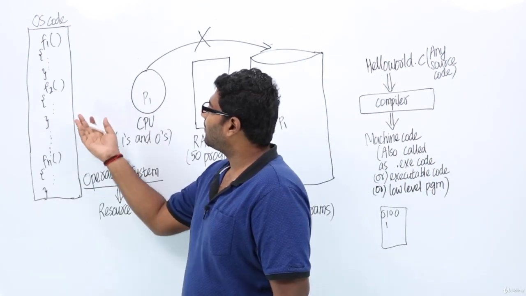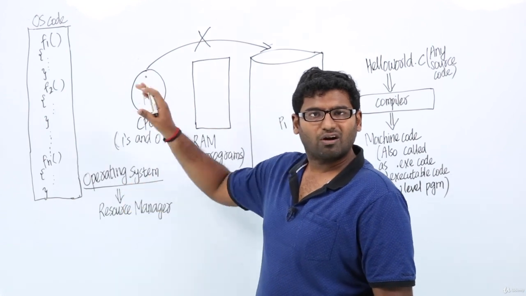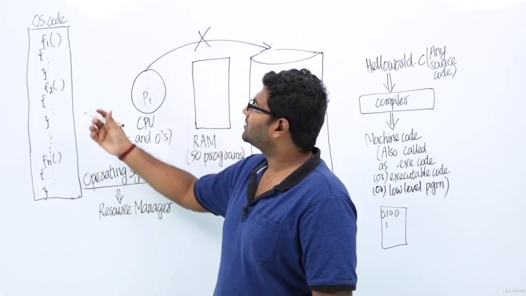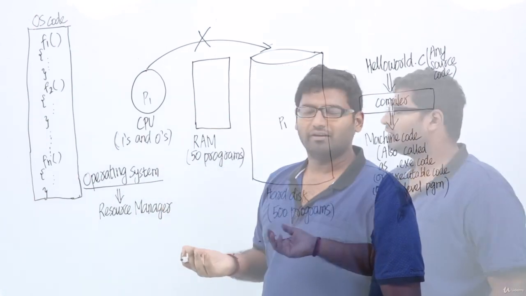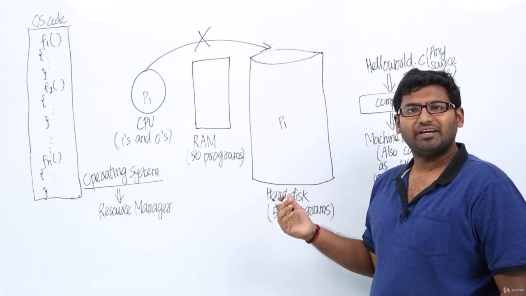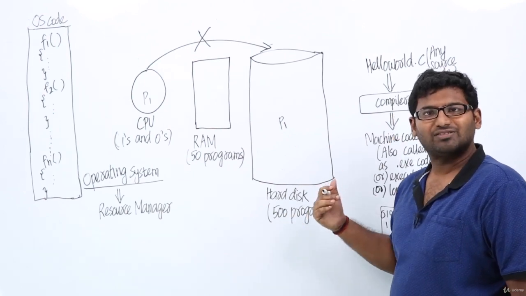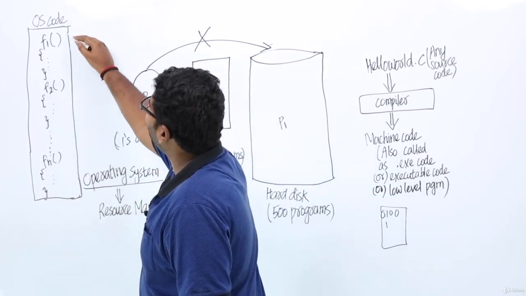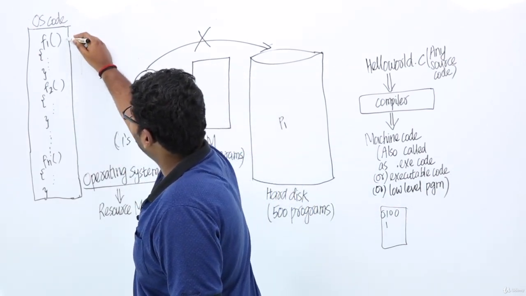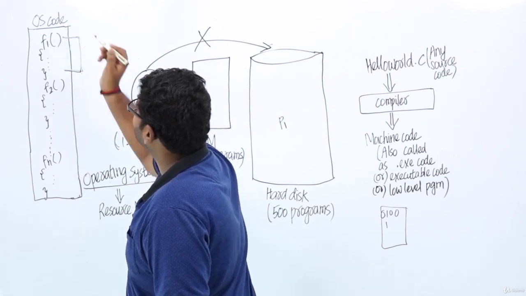This is how our operating system will look. It is a big program which will have a lot of functions, and every function will implement a particular functionality. Here our operating system needs to choose 50 programs among these 500 programs. This is one such functionality. Now this functionality will be implemented by one of the functions of the operating system.